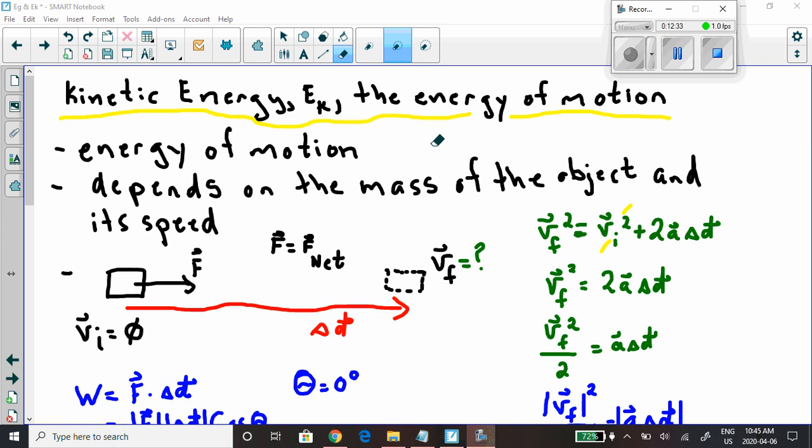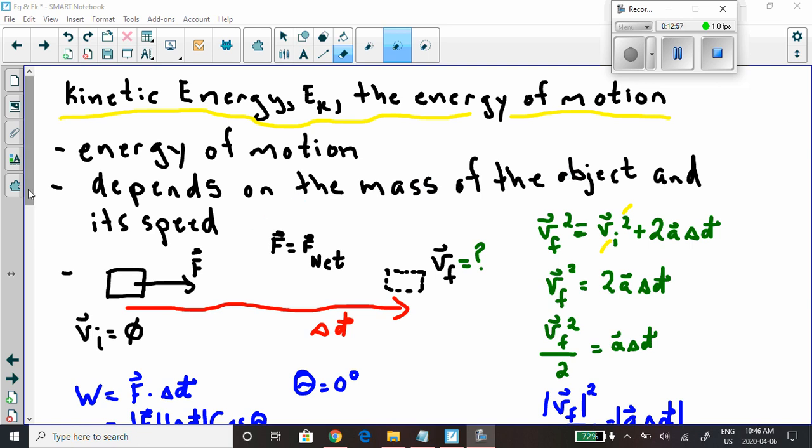Okay, kids, we're back again here. And the second type of energy that's really important when we study motion is kinetic energy. E_K is the symbol. It's defined as the energy of motion. It depends on the mass of the object and its speed.